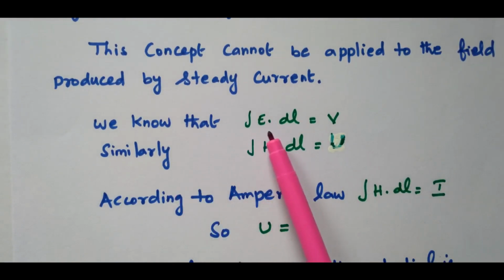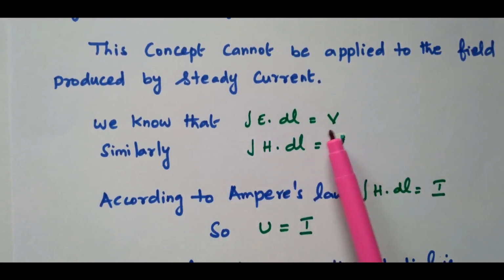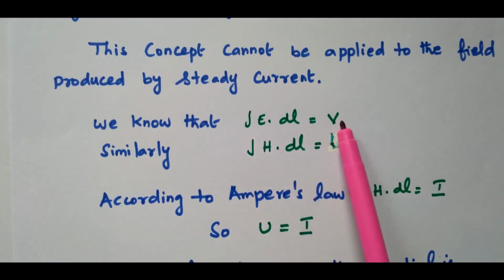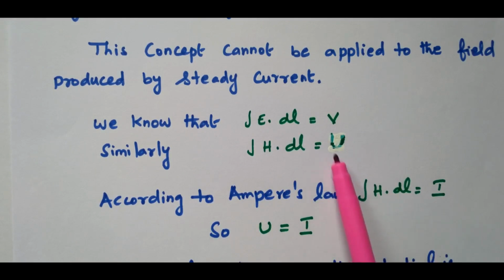We know that integral E dot dl equals V. Similarly, integral H dot dl equals U, the scalar magnetic potential. But according to Ampere's law, integral H dot dl equals I. By comparing these two, since the left sides are equal, integral H dot dl, the right sides are also equal. So U equals I.